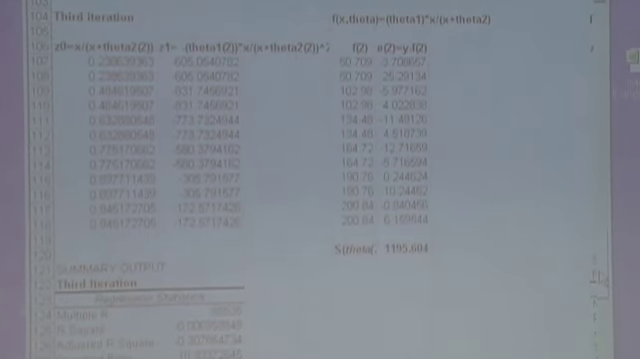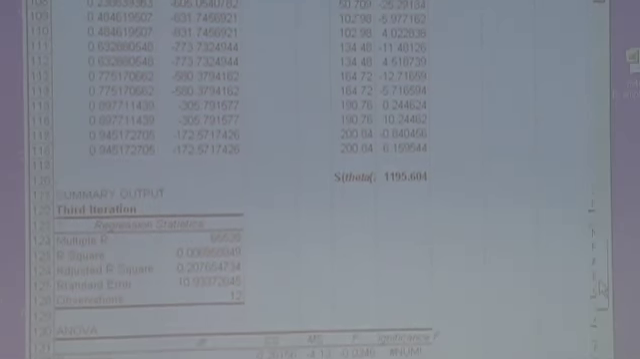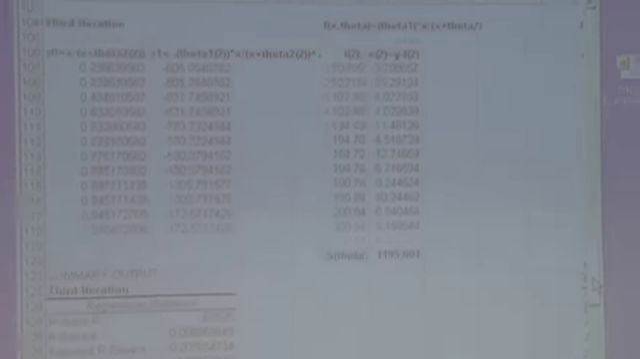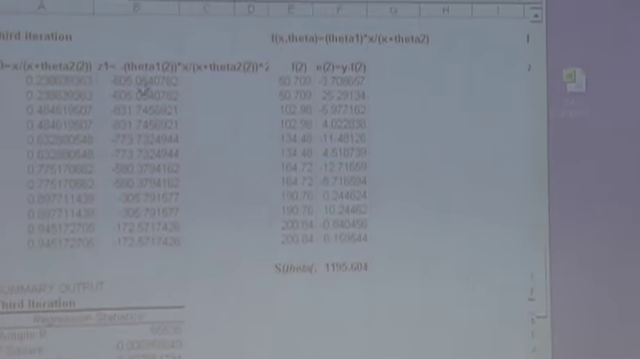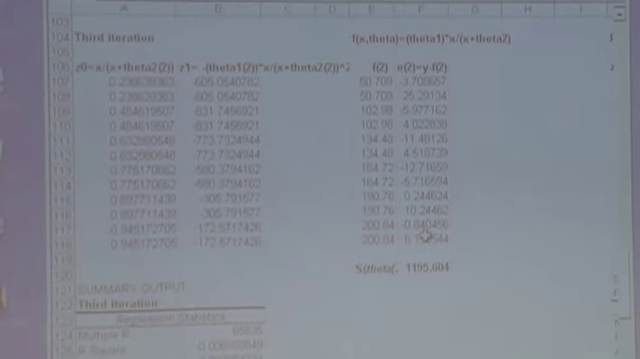There's only a couple things more to see. When do I quit? Well, now I do it a third time. I update and I put my Z0 and Z1 and I get my E2 and all that business again.